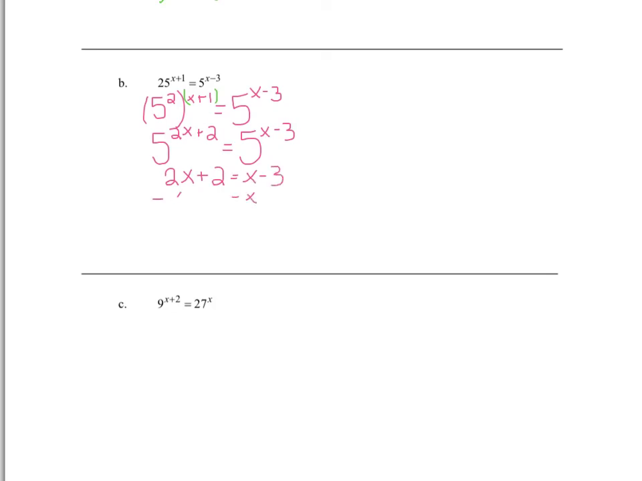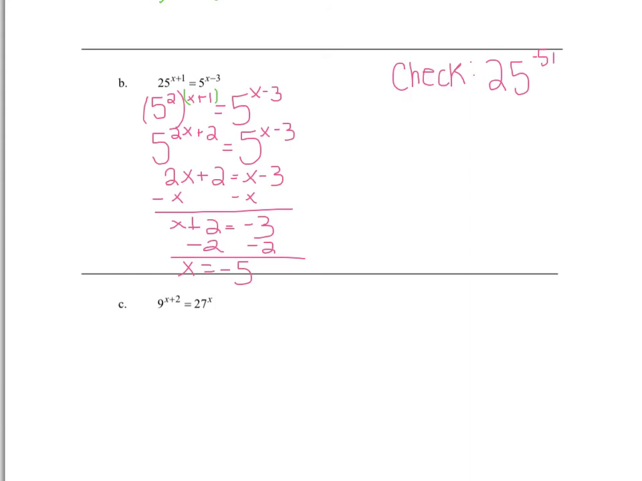Now that they have the same bases, I can set my exponents equal to each other and solve for x. So I'm going to take away x on both sides, and we get x plus 2 equals negative 3. I'm going to take away 2, and now I'm going to have x equals negative 5. Let's check to see if that's correct by plugging back in.